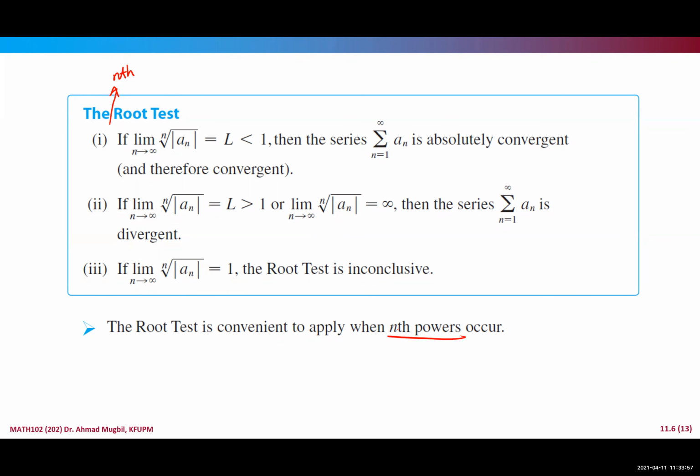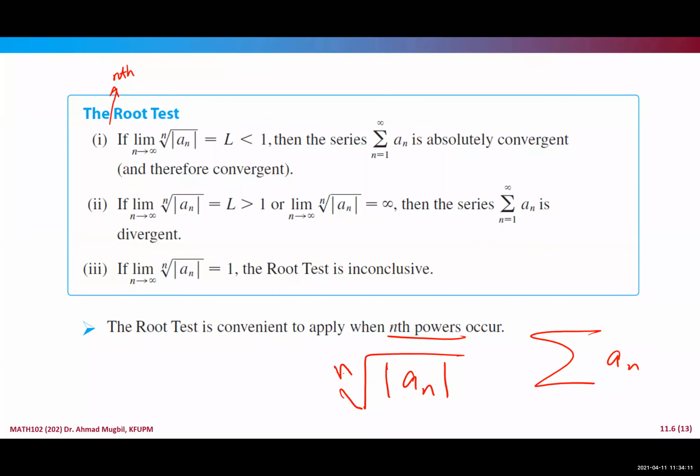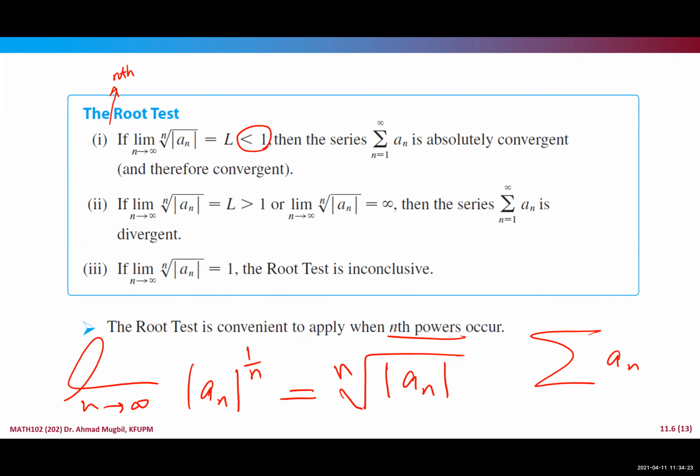What does it say? It is the same as the ratio test. If you have a series, you take the absolute value of the nth term, then take the nth root of this term, which is the same as the power 1 over n. Then take the limit. If the limit equals a number less than 1, then the series is absolutely convergent and therefore convergent. If the limit is greater than 1 or infinity, then it is divergent. If it is 1, unfortunately, the root test is also inconclusive, which means no conclusion, no information.